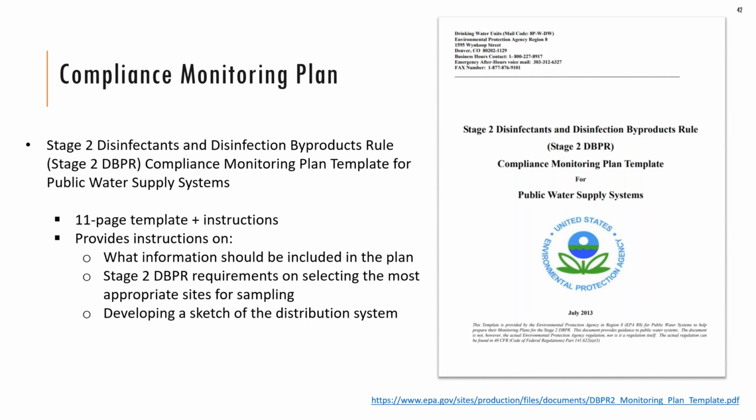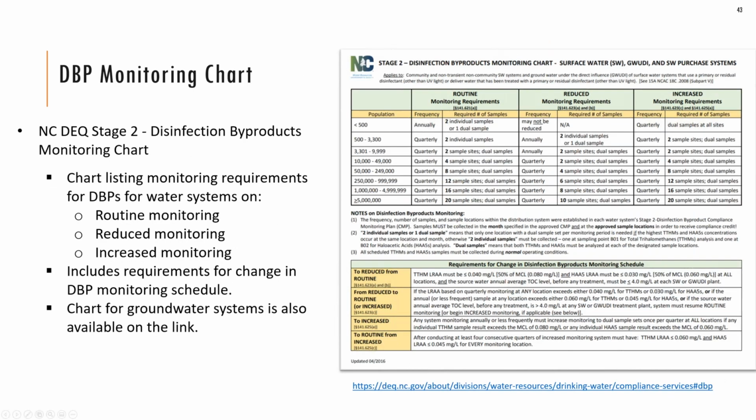If a system makes any modifications to their systems, they will most likely be required to update their compliance monitoring plan and submit it to their state for approval before they can begin compliance monitoring. So once a compliance plan is approved, water systems can actually begin compliance monitoring.